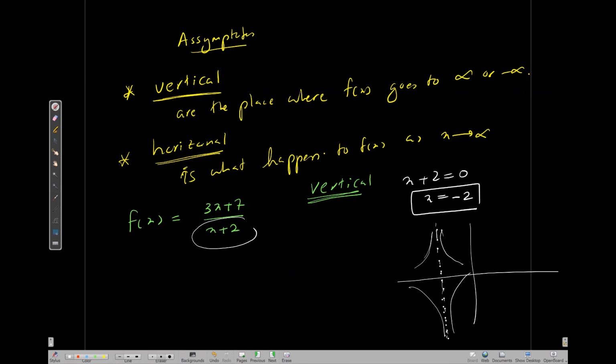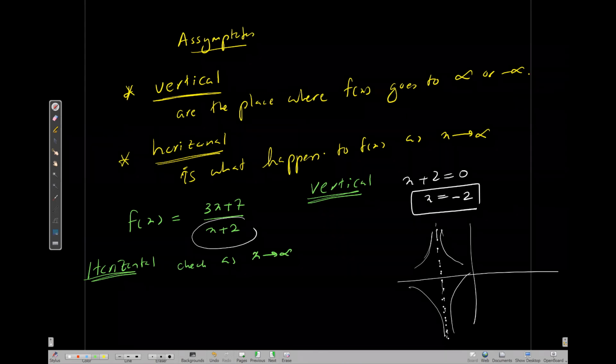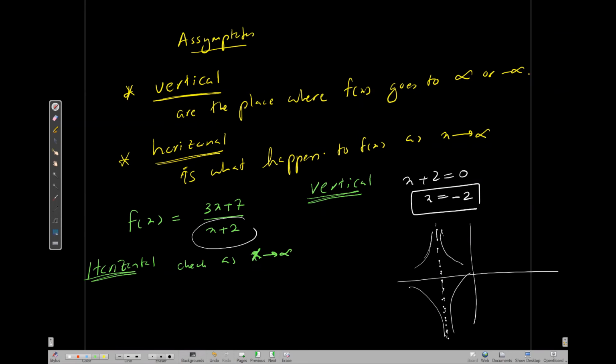Now, to find the horizontal asymptote, in order to do that, what you need to do is check as x goes to infinity. You really need the limiting notation here, but normally we teach that in calculus. So using simple English words, we can explain this. When x goes to infinity, what's going to happen? Now there's a little trick we can do. Let me teach you that trick.